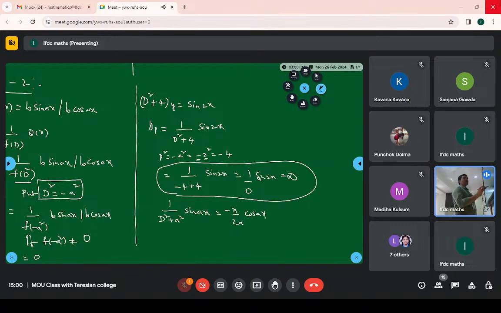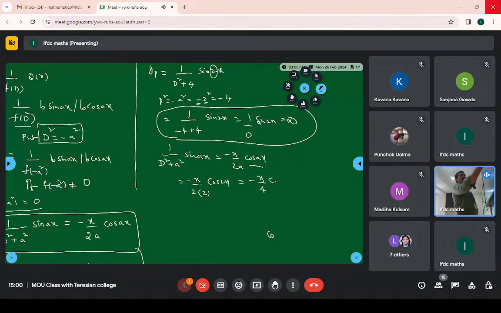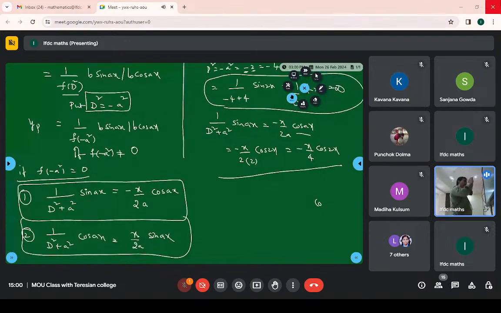What is the formula here? Which is equal to minus, same, x same, 2 same. What is the a value? A value is 2. 2 into 2. Sine x derivation cos ax. Cos ax is nothing but cos 2x. What is the answer? Minus x by 4 into cos 2x is the answer. So this is the easiest way to get a solution for sine and cos kind of problems.